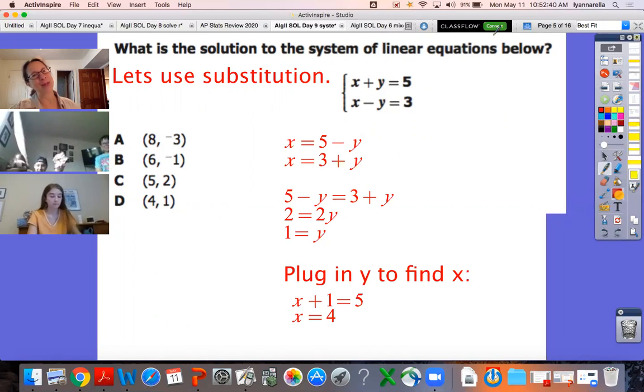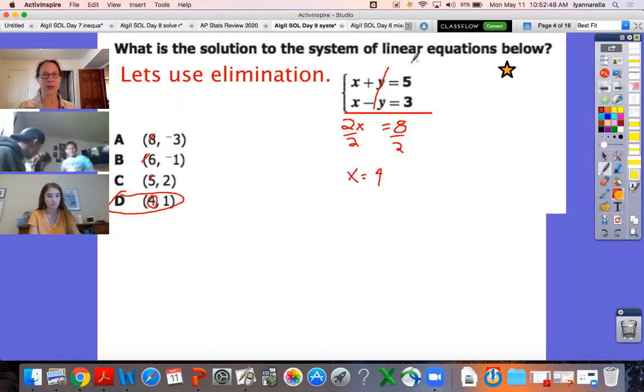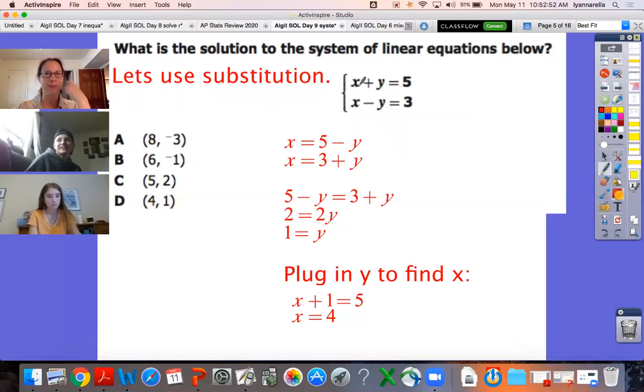Okay, now we're going to use substitution. I told you there's only 2 things I'm teaching today, elimination and substitution. So this is that exact same equation as the previous page. You can see I used elimination here, but now I'm going to show you what substitution is. I solved this equation for x by moving the y over. So I said subtract y from both sides, I get 5 minus y.